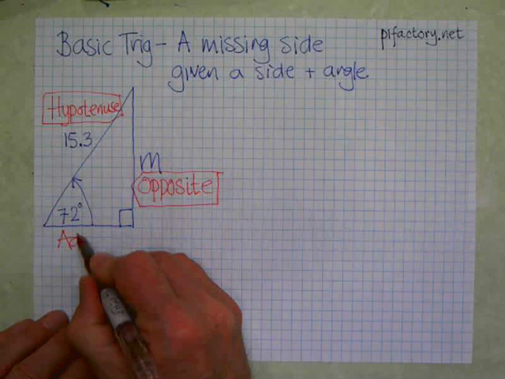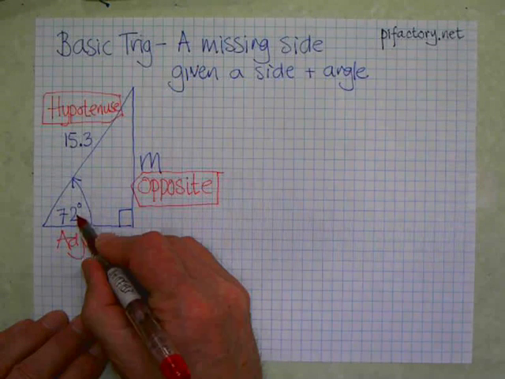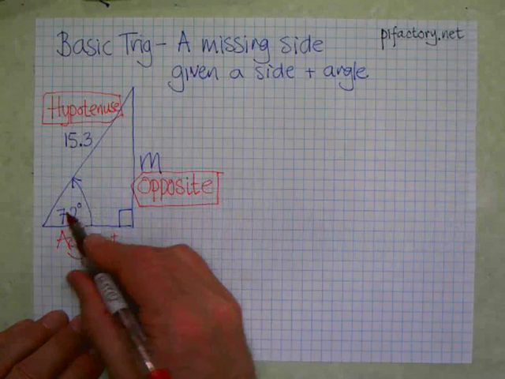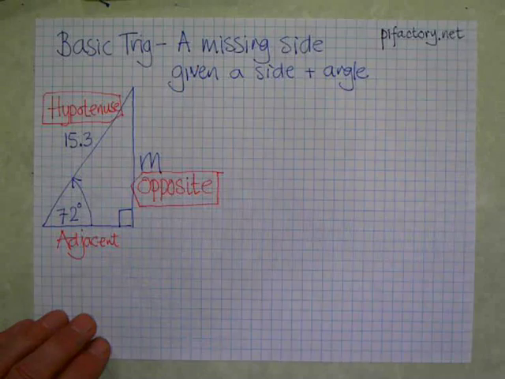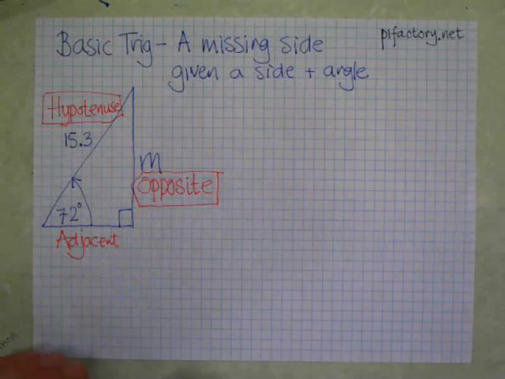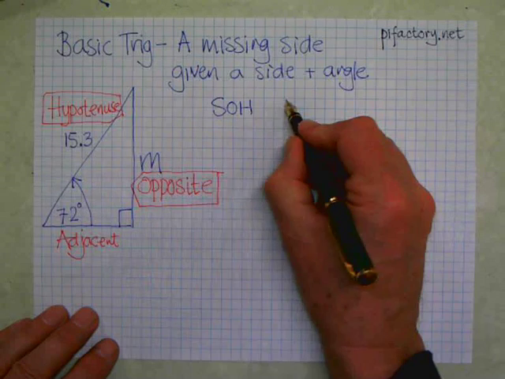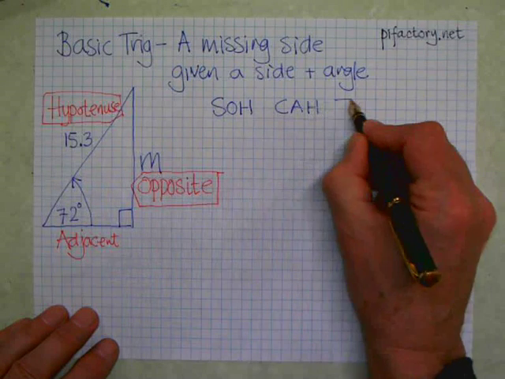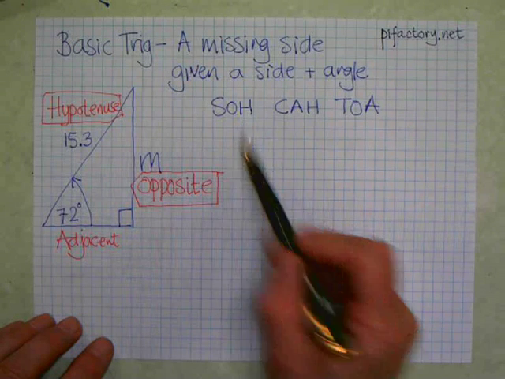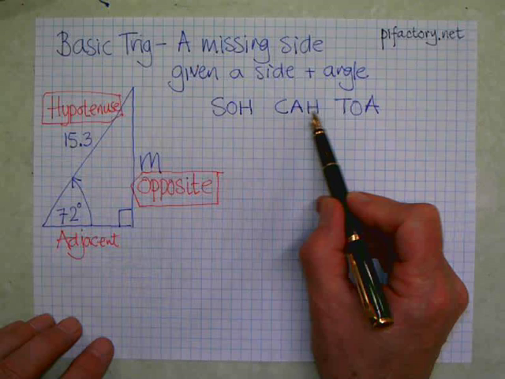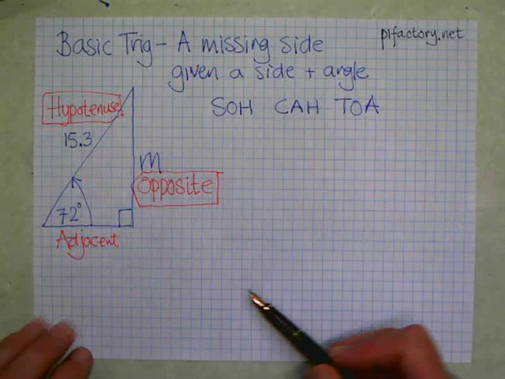Let's just make a note of this. This side, relative to our 72 degrees, is adjacent. So, OAH. Well, how are we going to do it? Well, next thing is SOHCAHTOA. Sine is opposite over hypotenuse. Cosine adjacent over hypotenuse. Tangent opposite over adjacent.